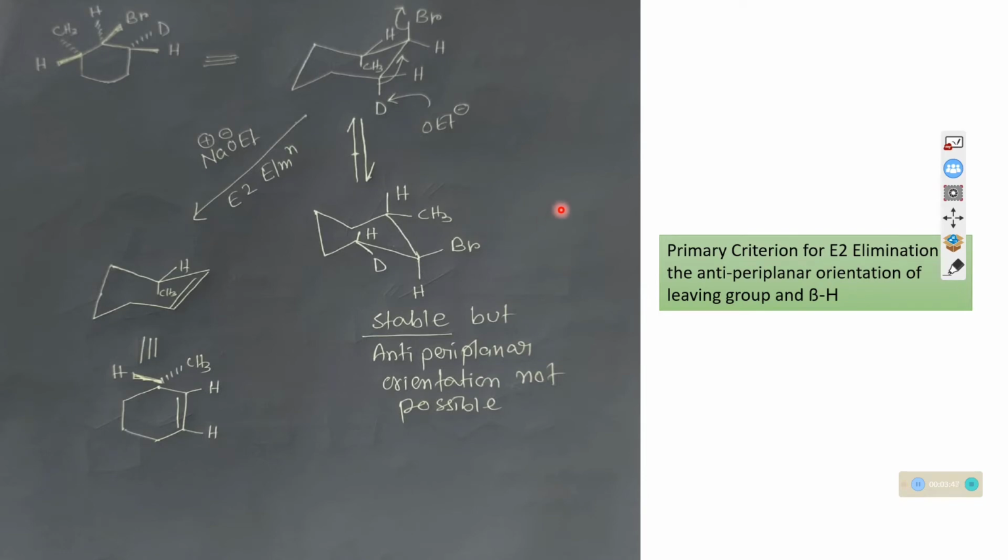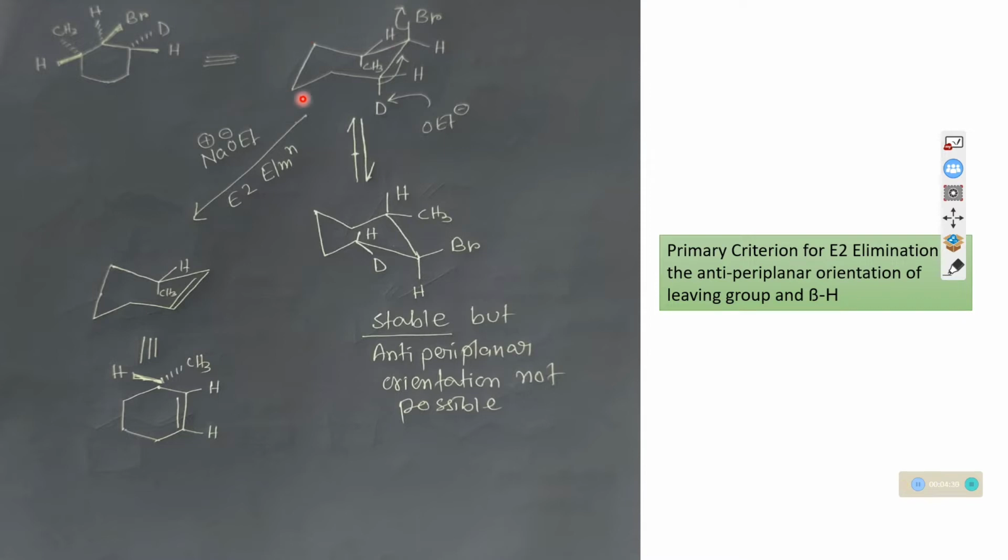For E2 elimination, we all know the primary criterion is that the leaving group and that beta hydrogen should be in anti-periplanar orientation, meaning the dihedral angle between them should be 180 degrees. The given compound is a substituted cyclohexane, so we will draw the compound in a chair form.